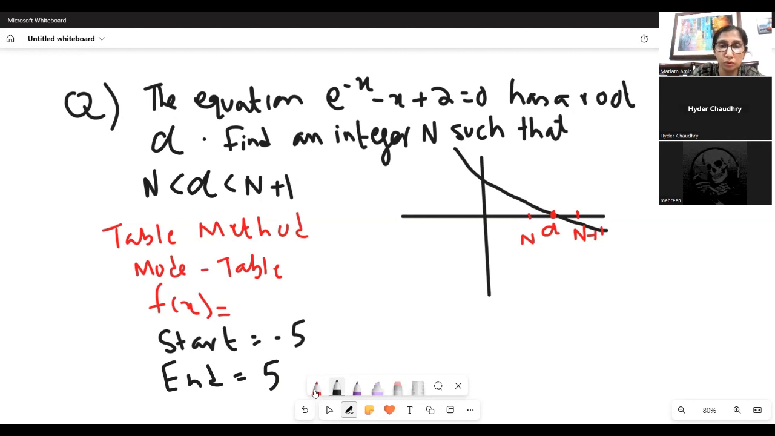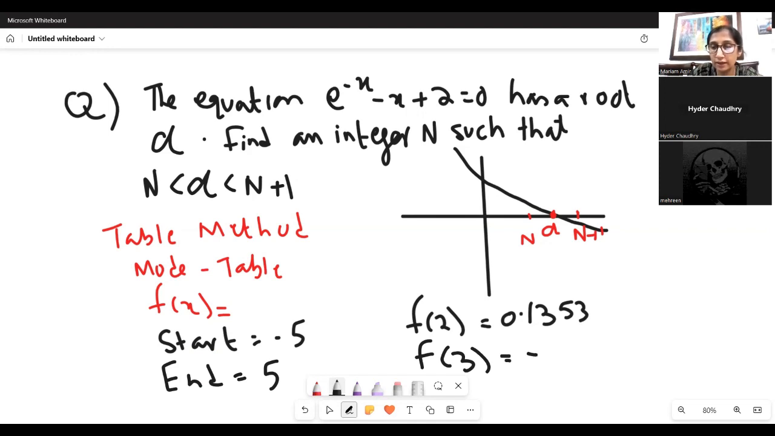For 2, I'm writing F2. When x is 2, the curve is positive 0.1353. And when x is 3, the value of y is minus 0.95. So the curve is going from positive value to negative value between 2 and 3. So those two consecutive integer values are 2 and 3. It says find an integer value of n. So n will be 2.